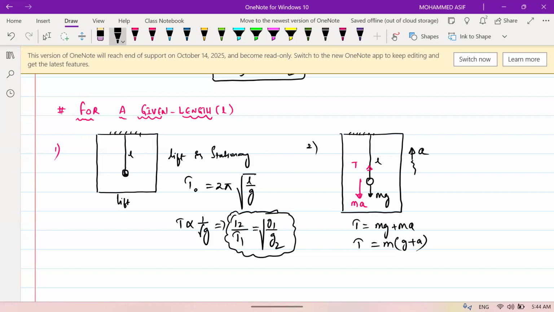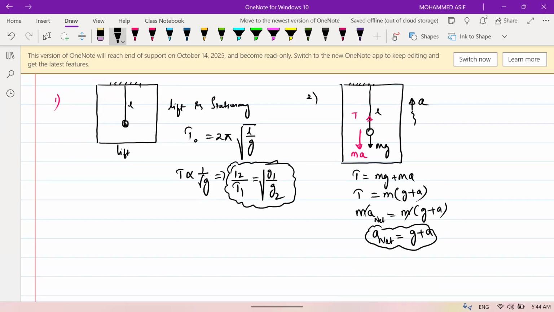What will be the acceleration? M into the net acceleration, A net, will be equal to M into (G plus A). So this M will get cancelled. So net acceleration will be equal to G plus A. Am I clear? That means the time period formula will become T is equal to 2 pi under root of L divided by net acceleration, G plus A. This will be the formula. Lesser than your time period T naught. Am I clear?